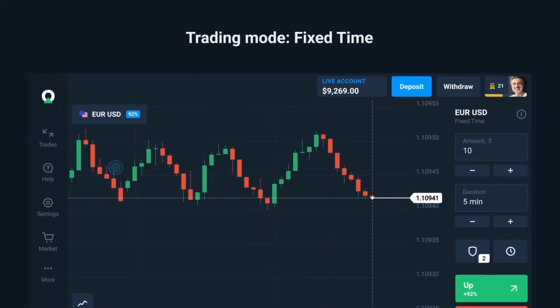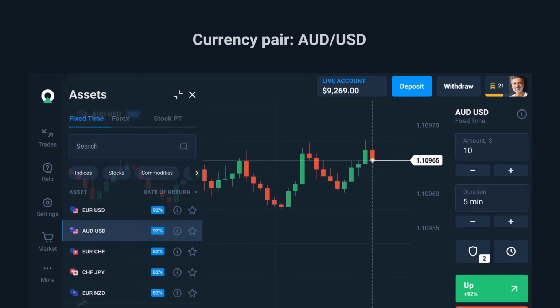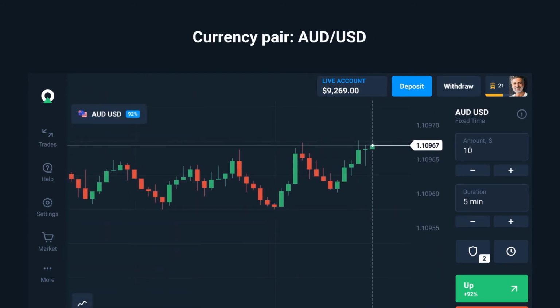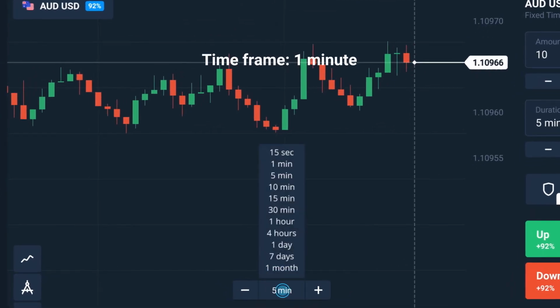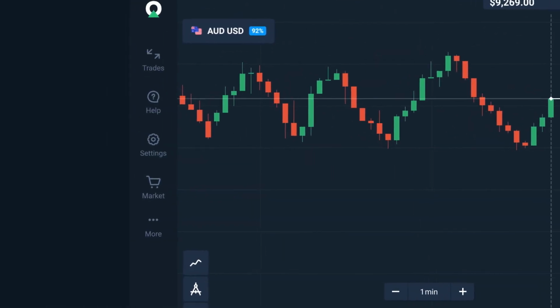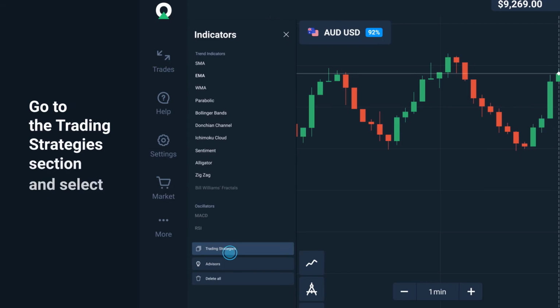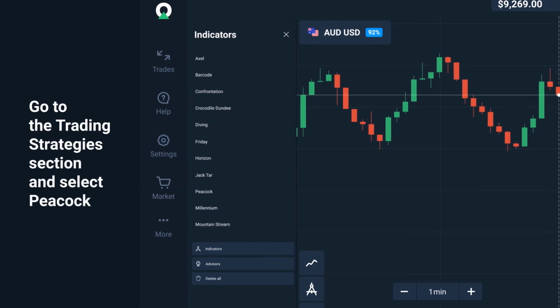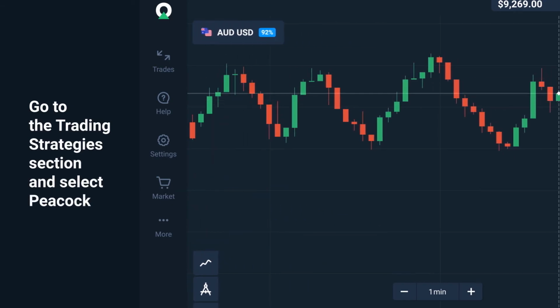Let's try our strategy in practice. In this example, we will open a chart for the Australian dollar-US dollar currency pair in fixed time mode and set the chart time frame to 1 minute. Let's now switch to the indicator section and select the Trading Strategies tab. We will use the Peacock strategy.